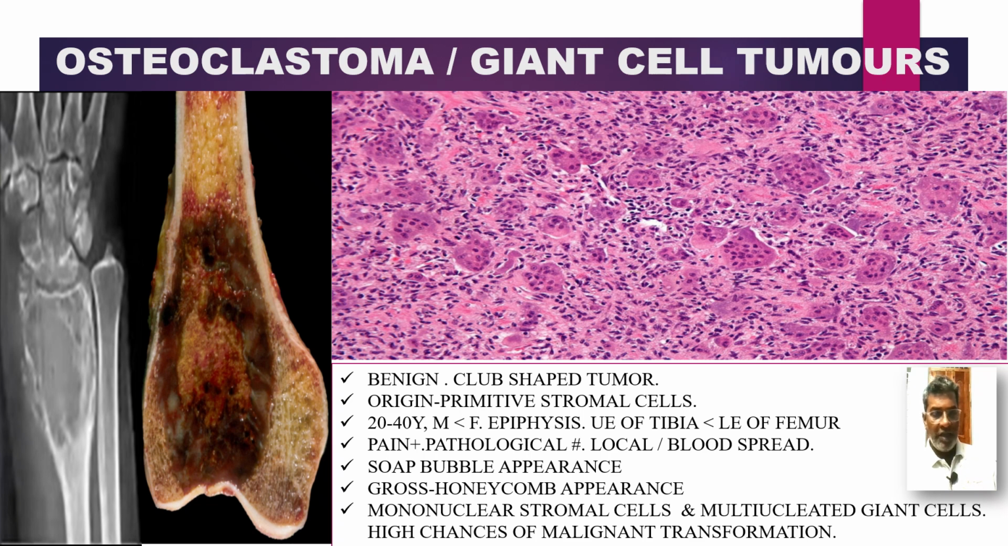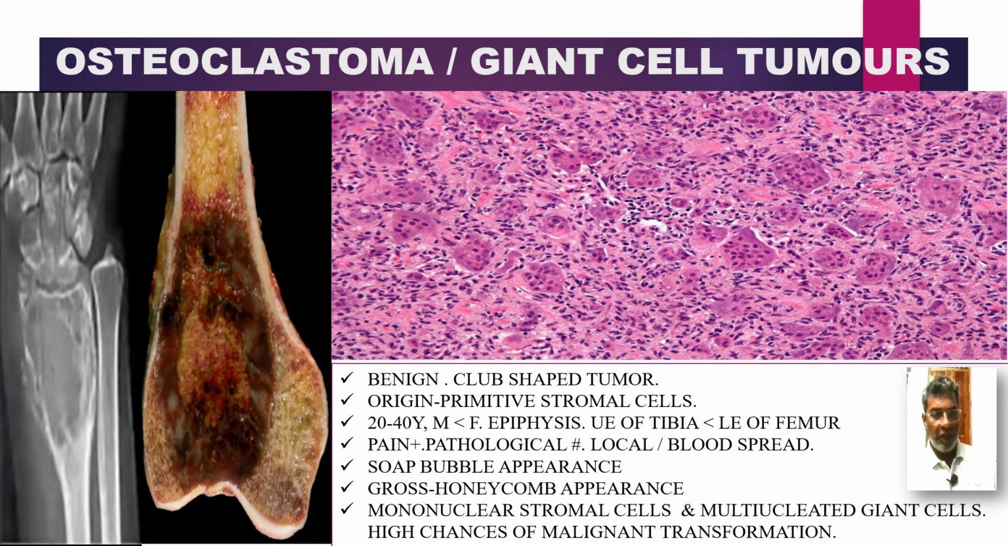The age group involved is 20 to 40 years. Among all the tumors, osteoclastomas are the only tumors that are most commonly involved in females when compared to males. Remaining everything is seen in males, but females are more prone to osteoclastoma or giant cell tumor. It involves the epiphysis region, upper end of tibia and lower end of femur, and the lower end of femur is mostly involved in giant cell tumors when compared to the upper end of tibia.